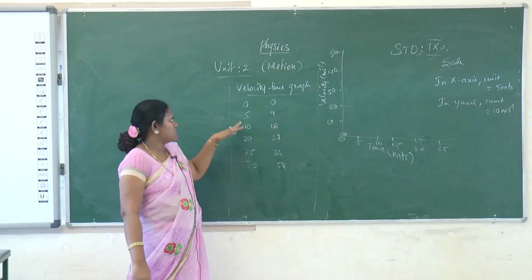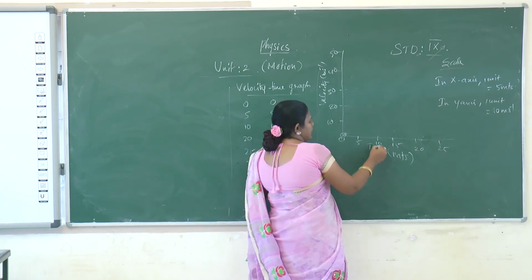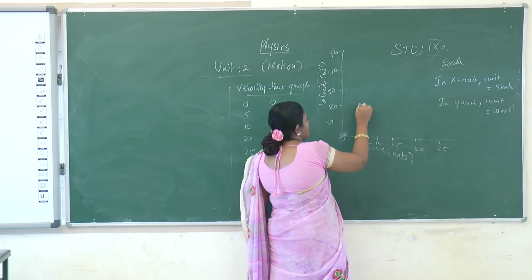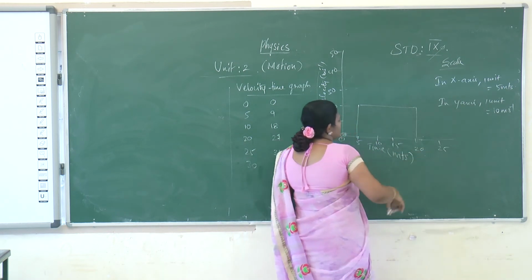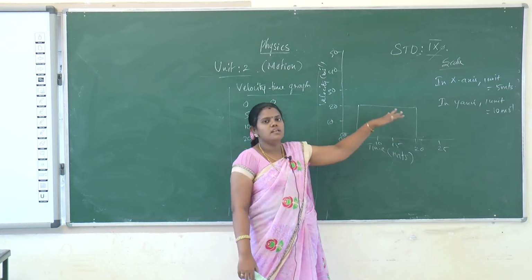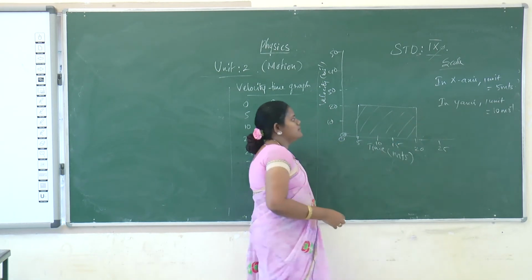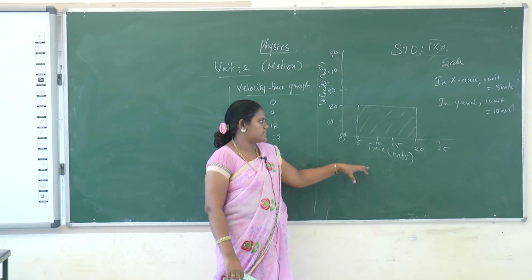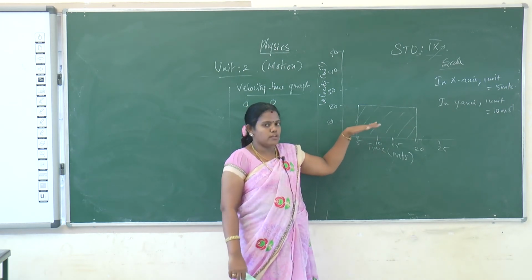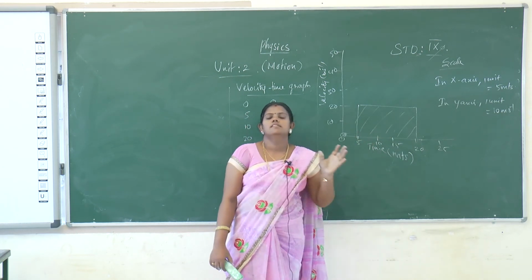Now the uniform velocity-time graph. Suppose one object is moving at a constant velocity from 5 minutes to 20 minutes. Considering the starting point of 5 minutes to the ending point of 20 minutes, the object moves at constant velocity. The area under that constant velocity line denotes the distance covered by the particle.